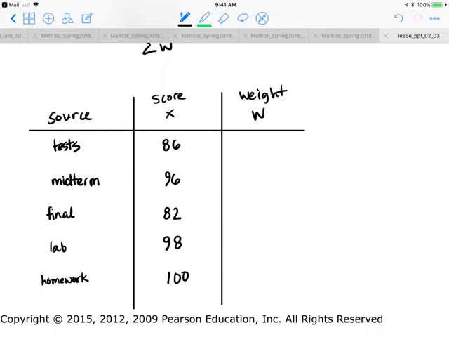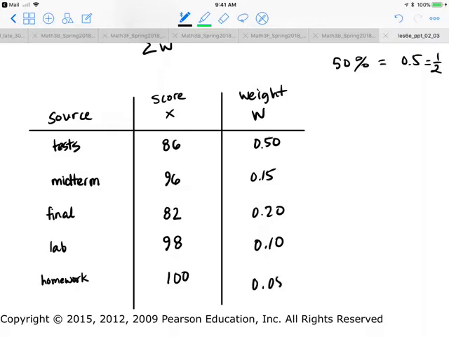And then 86 was the average on the tests. Okay, and then we're told that tests count 50%. So tests count 50% of the grade. So the weight is 0.5, right? 50%. Same thing as 0.5. Same thing as 1/2. Midterms. How much do midterms count? Midterms are 15%. So let's change that percentage to a decimal. Final exam is 20%. The labs are 10%. And the homework is just 5% of the grade.